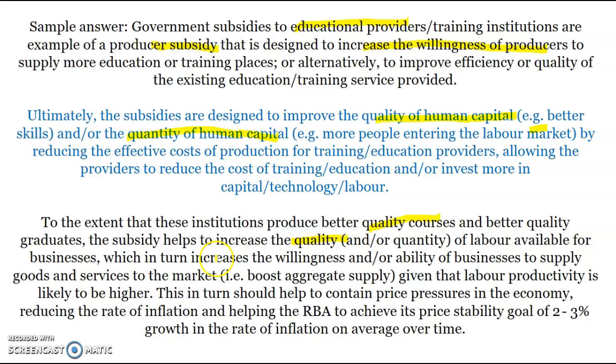That lowers firms' cost of production, makes them more willing to supply, which helps to reduce price pressures in the economy and helps us to achieve our goal of 2 to 3% inflation. So those increased skills. So key things here: identify what subsidies are, explain how the money can be used, identify that it boosts the quality and quantity of labour resources, and then link that to the fact that it lowers prices because it lowers cost of production.